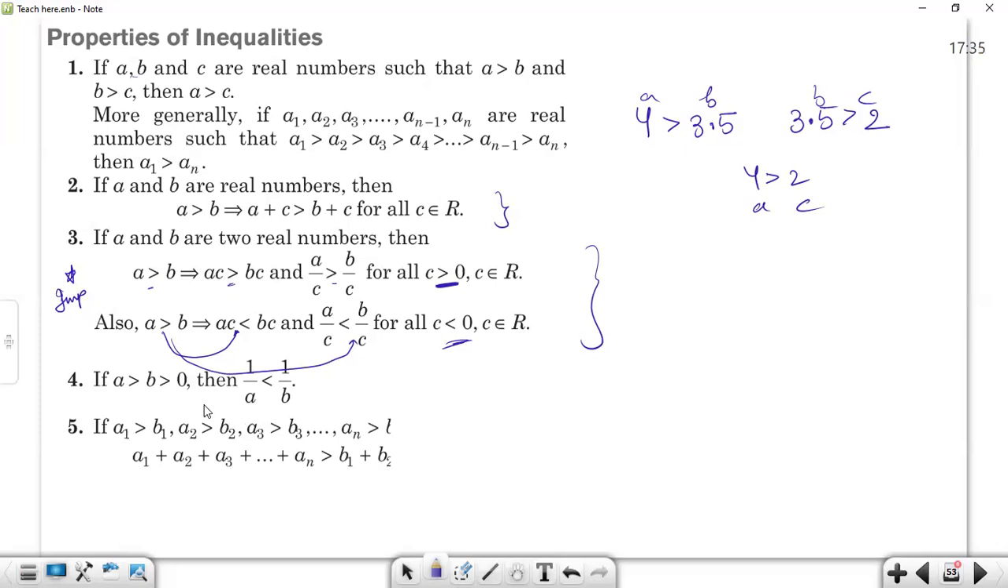Now discussing the fourth property. If A is greater than B and B is greater than 0, like A and B both are positive real numbers, then 1 by A is less than 1 by B. That's very self-understood. We have done this, that A was greater than B. So we have just cross multiplied, 1 by B, 1 by A. And the sign of inequality is not changed. Why? Because A and B both are positive. It was given in the properties statement also.